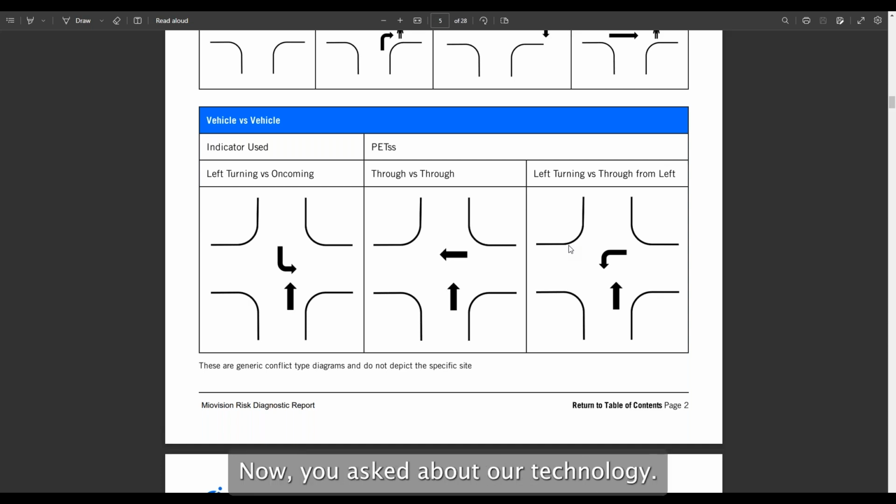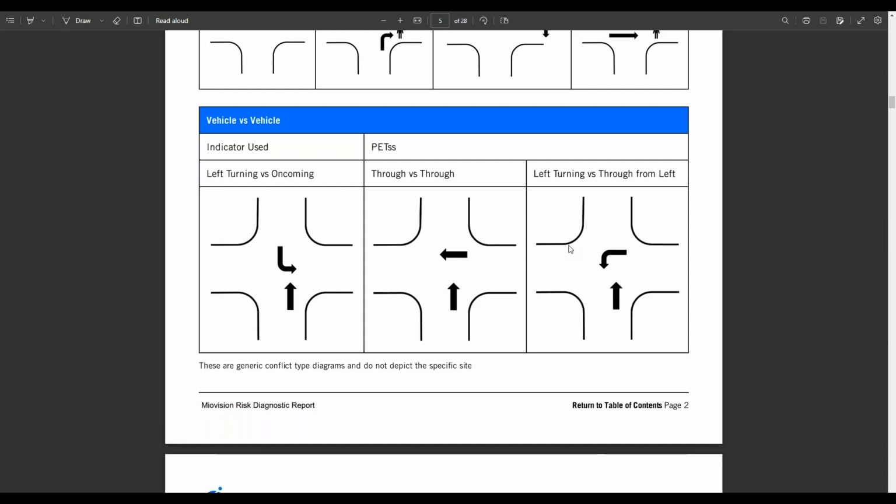Now, you asked, Brent, about our technology. Yeah, we measure the speed of every road user.